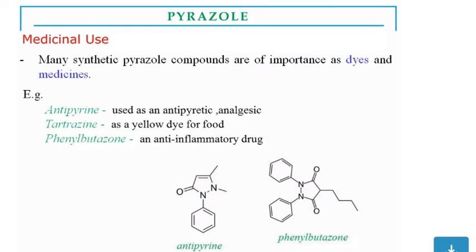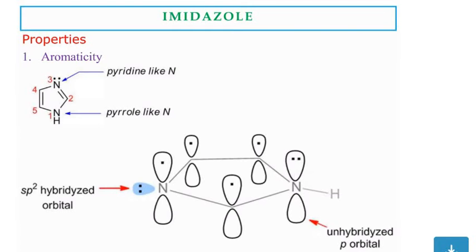Now, medicinal uses. Many synthetic pyrazole compounds are of importance as dyes and in medicine. Antipyrine is used as an antipyretic and analgesic, tartrazine as a yellow dye for food, phenylbutazone an anti-inflammatory drug. You can see the structure of antipyrine. Antipyrine contains pyrazole, and phenylbutazone also contains pyrazole.